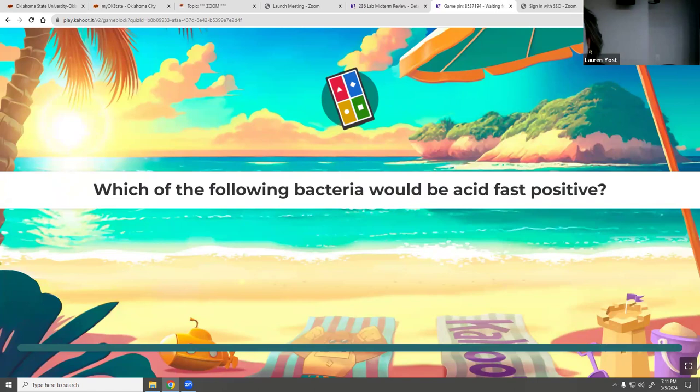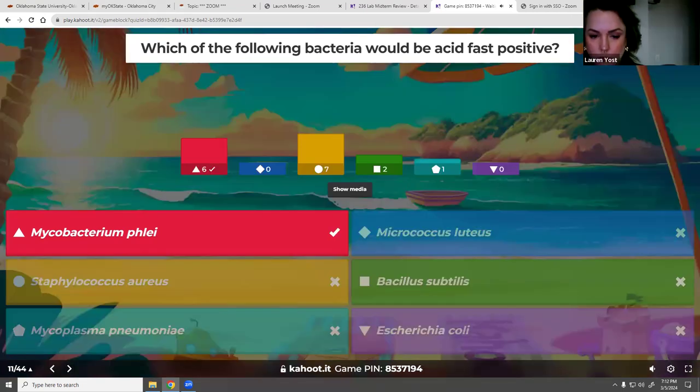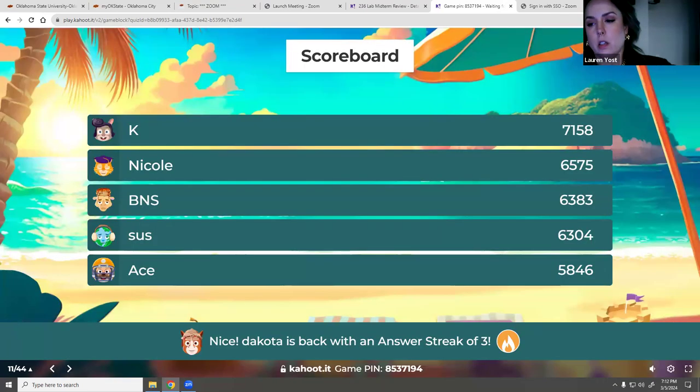So what is the following? Which of the following would be acid fast positive? All right, this is Mycobacterium, just Mycobacterium. That's the only one that's going to be acid fast.